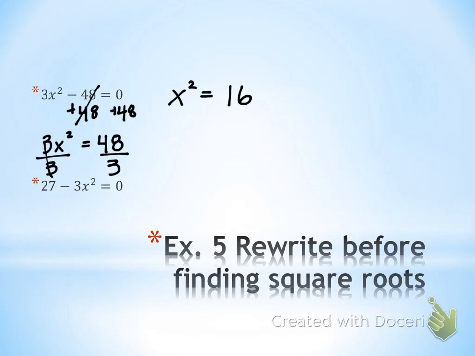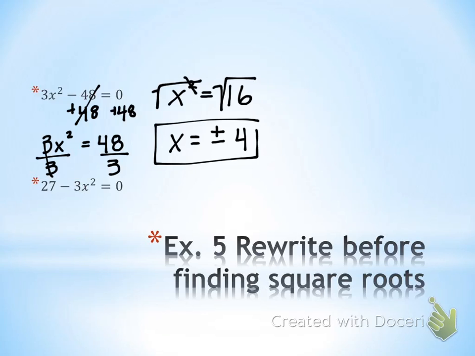So, Kenneth, what would I do now? Square root. Very good. So I take the square root, which cancels that out. Square root of 16. And I know that x is equal to positive and negative 4. Remember, there should always be two answers. Now, this next one's a little trickier.